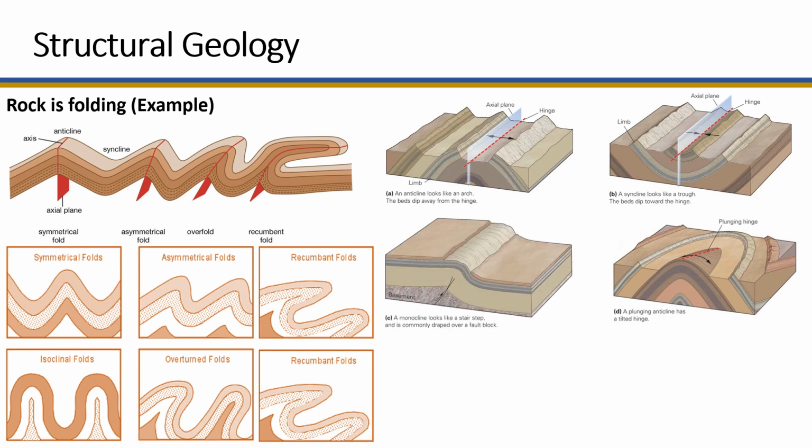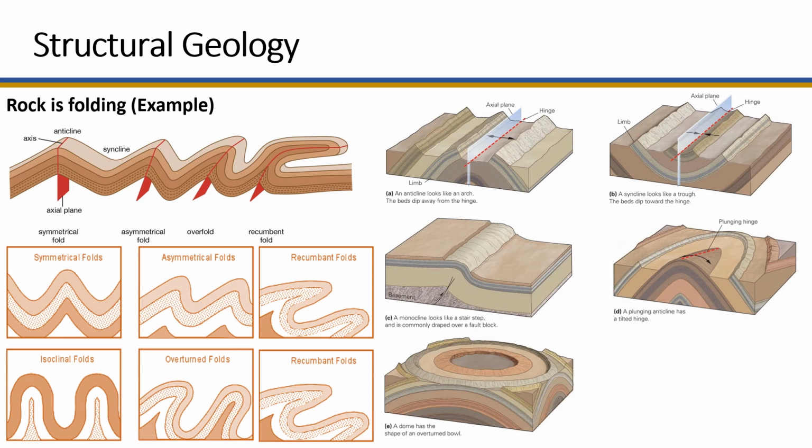And then we have monoclines. Monoclines involve a single steeply dipping limb while the other limb remains nearly horizontal. They often develop in response to faulting. Next, we have domes. Domes are upward circular structures where the oldest rocks are in the center and progressively younger rocks surround them. This structure results from the upward movement of materials.